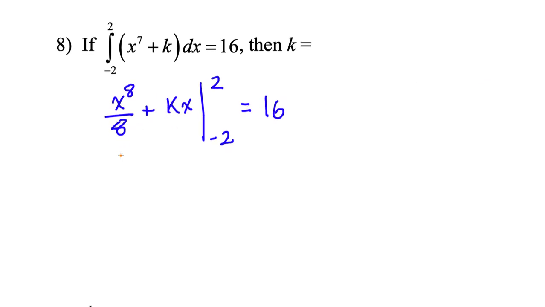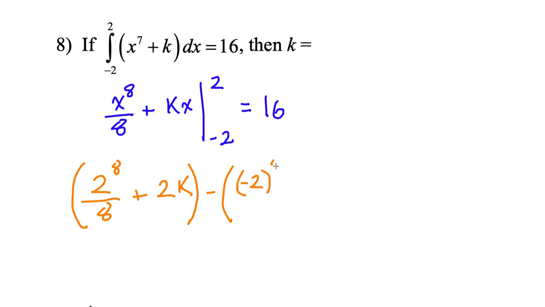All right, so plugging these in, I get 2 to the power of 8 all over 8 plus 2k. That's what happens when I plug in positive 2. And I'm going to subtract what happens when I plug in negative 2. Negative 2 is going to be negative 2 in parentheses to the power of 8. I had parentheses because I have a negative value. All divided by 8 plus, actually this is going to be minus now since the negative 2, minus 2k. So that's the left-hand side. The right-hand side is still 16.